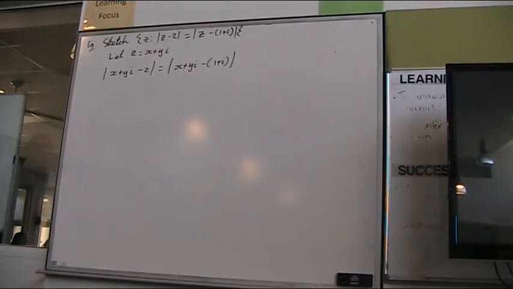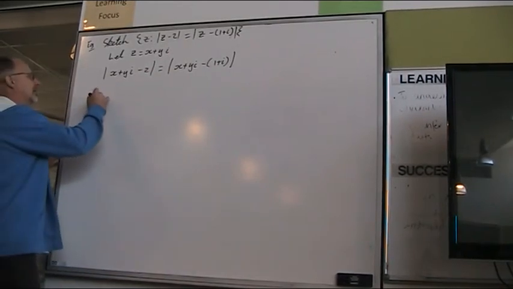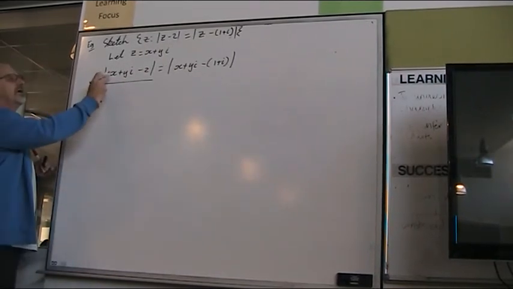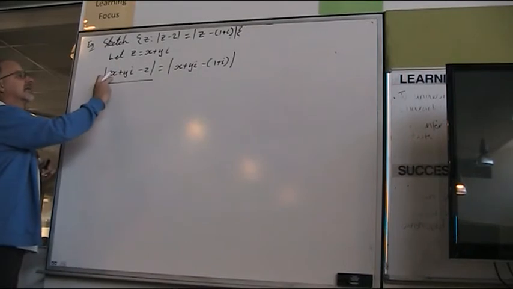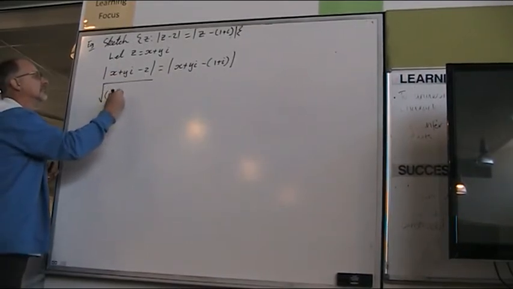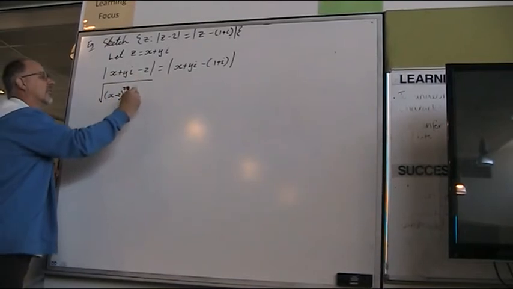Magnitudes of complex numbers, as we did just before: square root of the real part squared plus the imaginary part squared. So over here the real part is the x and the minus 2. Square that, y squared.